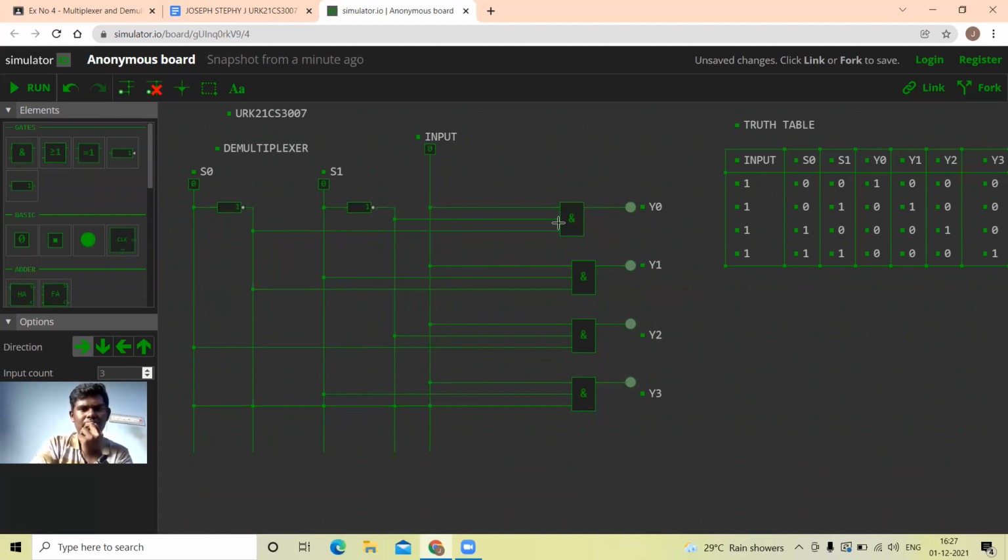So I say to you, right, this is an AND gate, I connected 4 AND gates, and then see the output. That is our demultiplexer.